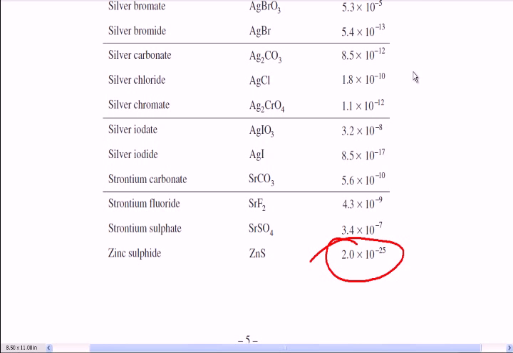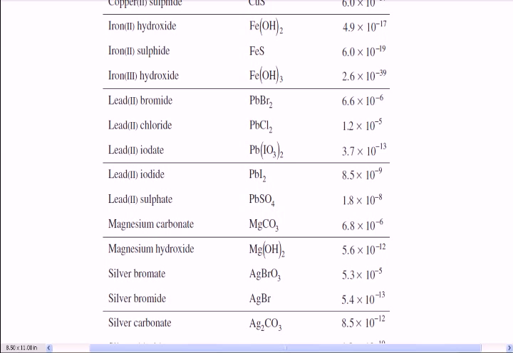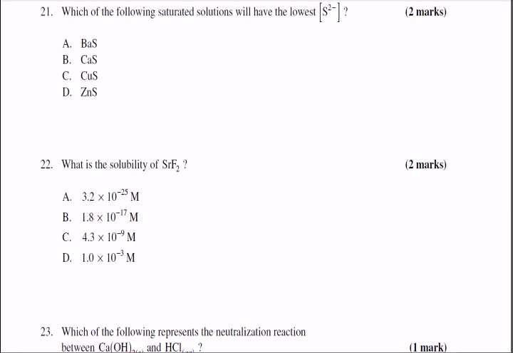and we know that Ksp equals products over reactants, and one of the products is sulfide. Since this number is much, much bigger than copper's, this concentration is going to be much higher. So the lowest concentration is going to be the one with copper sulfide right here, 10 to the minus 37. Okay, so we can go back to our test right here and say 21 is here.